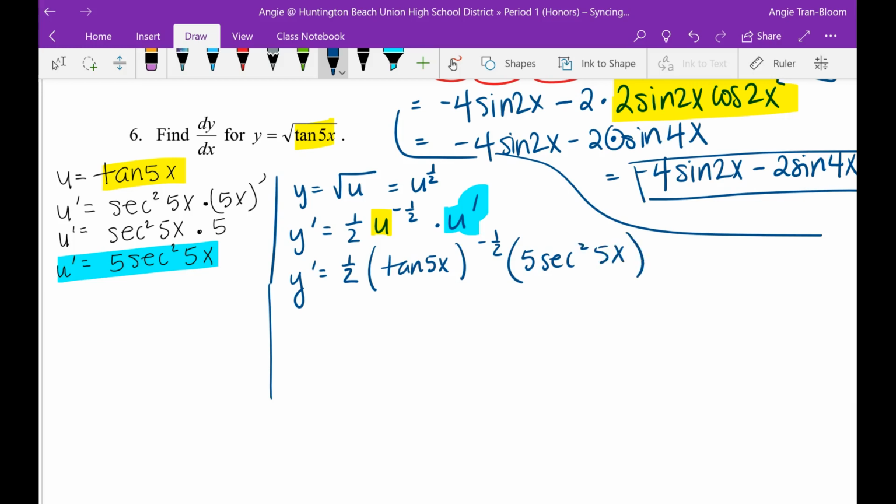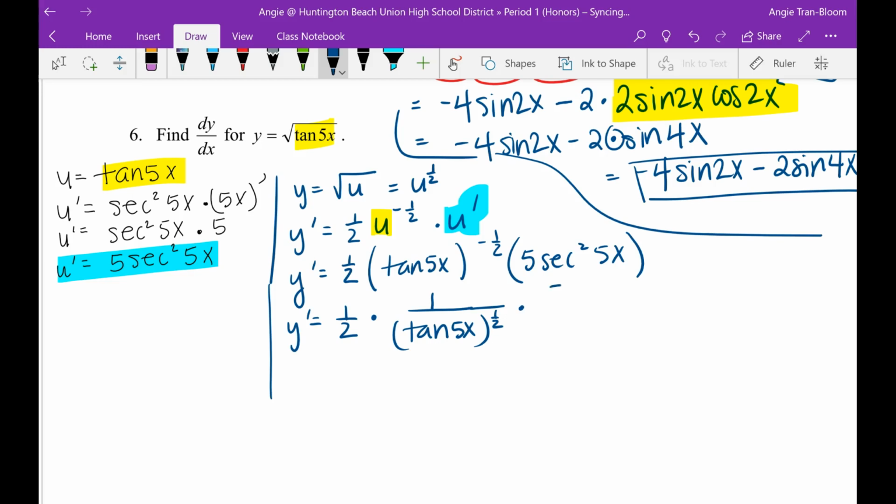Now let's try to make it as pretty as we can. Not all the time that you're going to be able to make it really pretty, but we will definitely try our best. Okay, tangent 5x to the -1/2 power, class, is the same as 1 over square root of tangent 5x. Okay, and again, that is true. Well, if that's too fast for you, how about this? I'll write it in this way first. Tangent 5x to the positive power of half, and bring it to the bottom. Because anytime you have a negative exponent, you can move it to the bottom to make it positive.